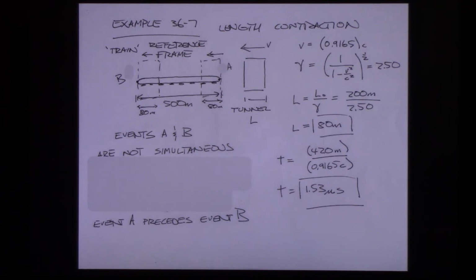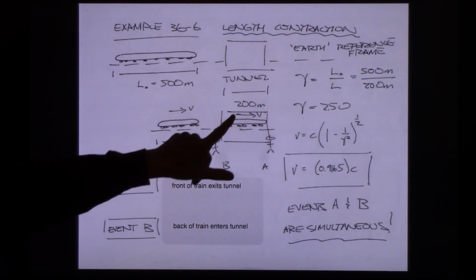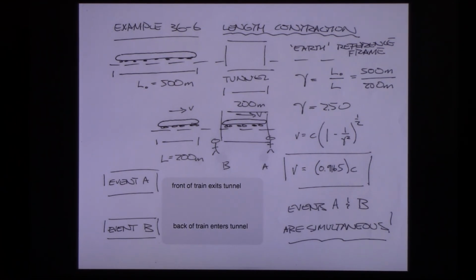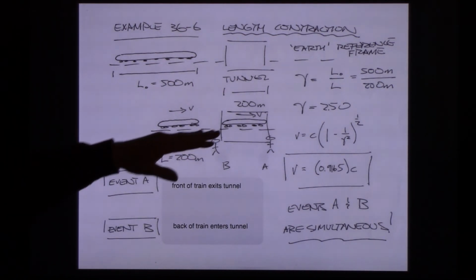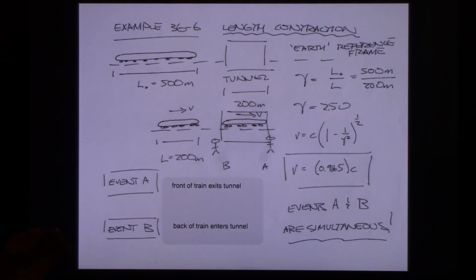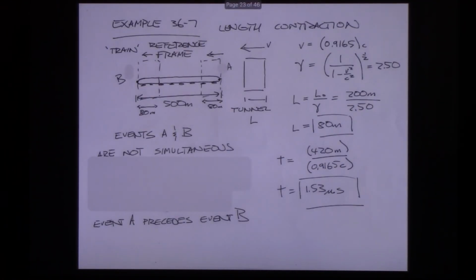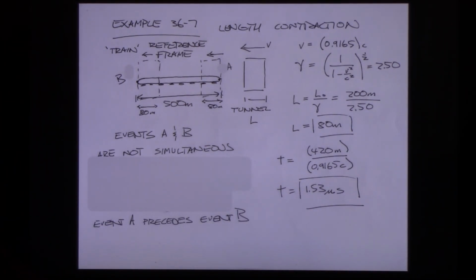If we go back to what was happening for the observers in the reference frame of the Earth, the two events happened at a distance of 200 meters, not 500 meters, and there was no time difference between the two events. So here, the separation distance is 200 meters, the time interval is 0. Here, the distance interval is 500 meters, the time interval is 1.53 microseconds. Welcome to special relativity. That's how nature works, apparently.